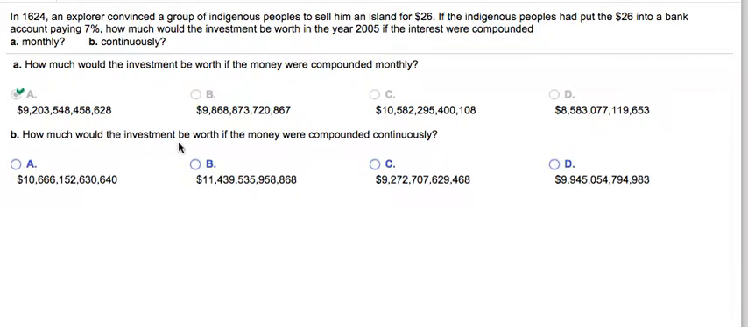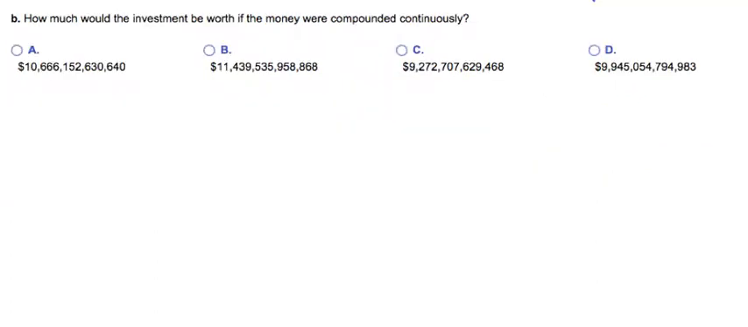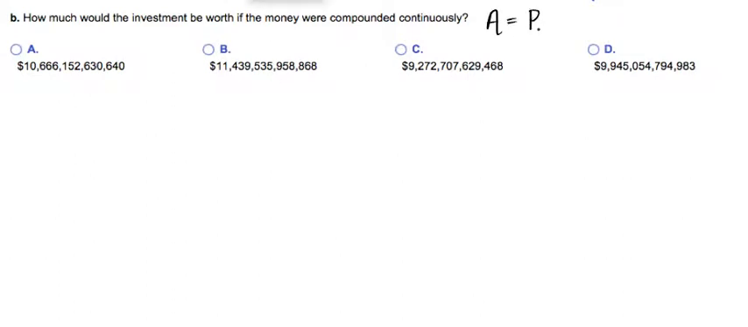How much would the investment be worth if money were compounded continuously? For this one, if interest is compounded continuously, that means we're using the formula A equals P e to the rt. So what we're trying to find is the amount after t years. The initial principal was 26, the interest rate was 0.07, and the number of years was 381.